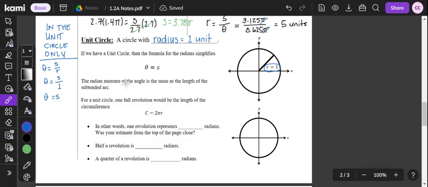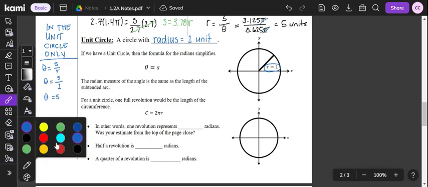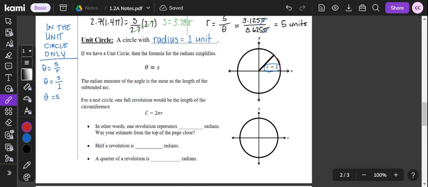All right, the radian measure of the angle is the same length of the subtended arc. So if I were to look at this arc right here, and I were to, like I said before, unbend that and make it straight and measure it with a ruler, I would also get 1.